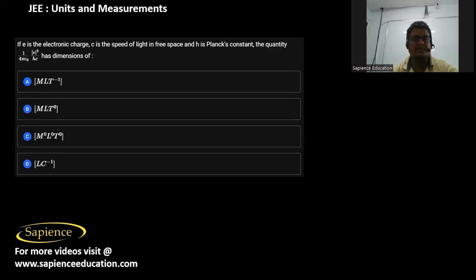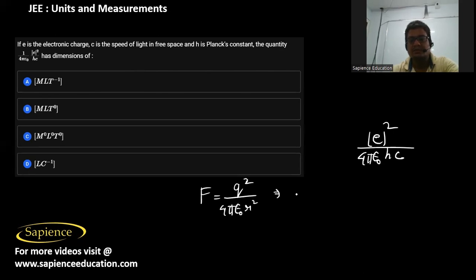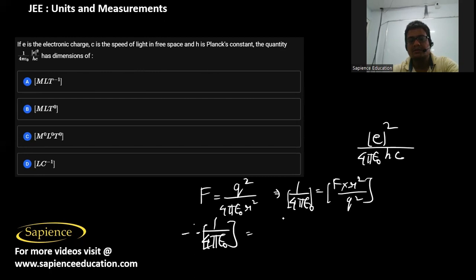Then here it is told, if e is the electronic charge, c is the speed of light in free space, h is Planck's constant, then the quantity mod e square by 4 pi epsilon naught hc has the dimension of. So as we know, according to Coulomb's law, the electrostatic force is given as q1 q2 by 4 pi epsilon naught r square. Therefore, the dimension of 1 by 4 pi epsilon naught is the same as F into r square by q square.